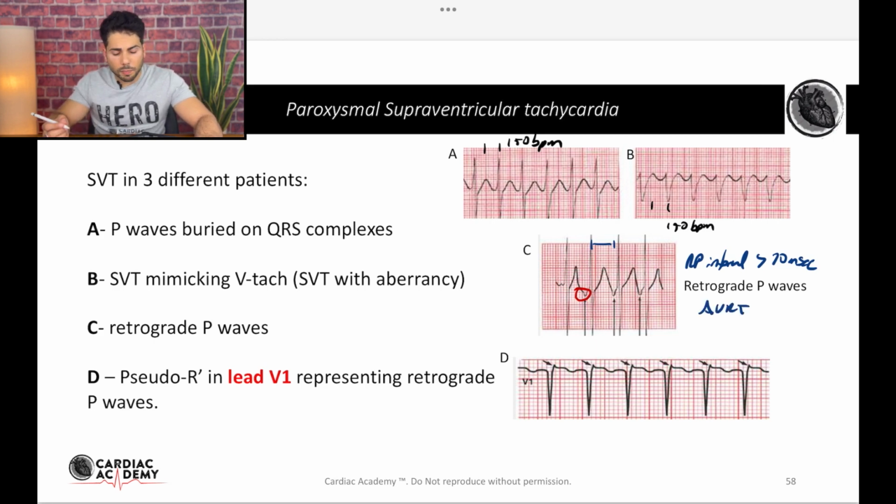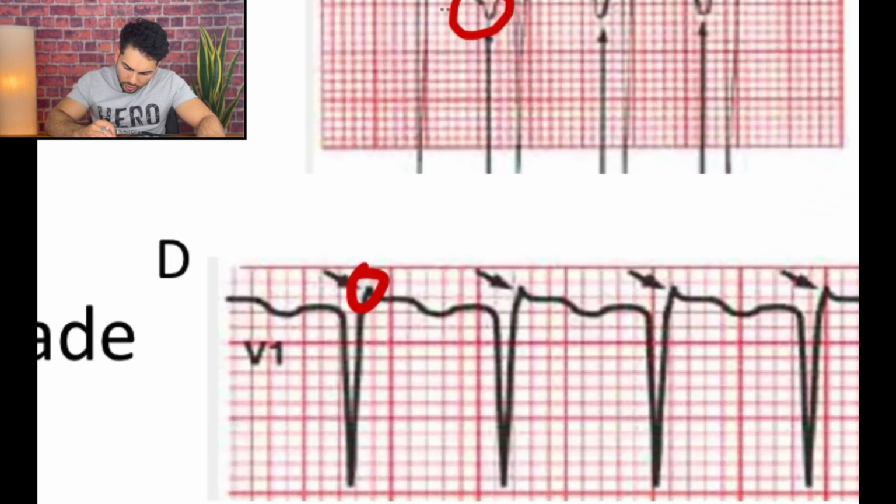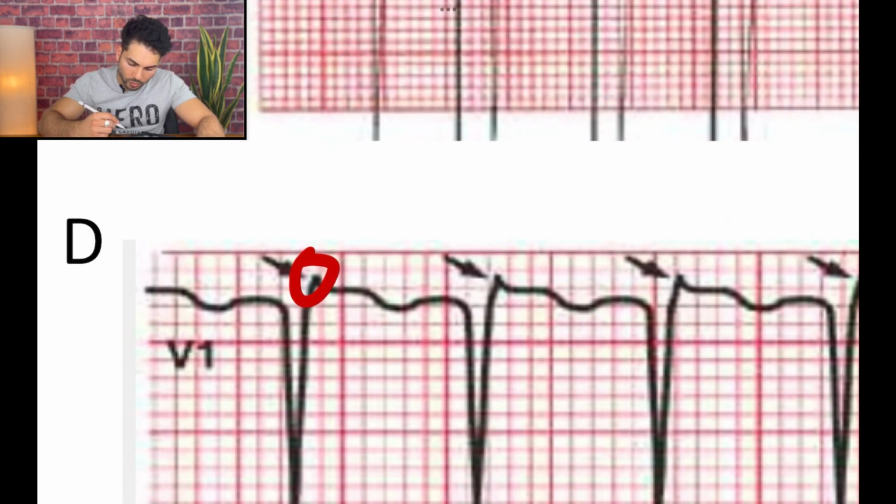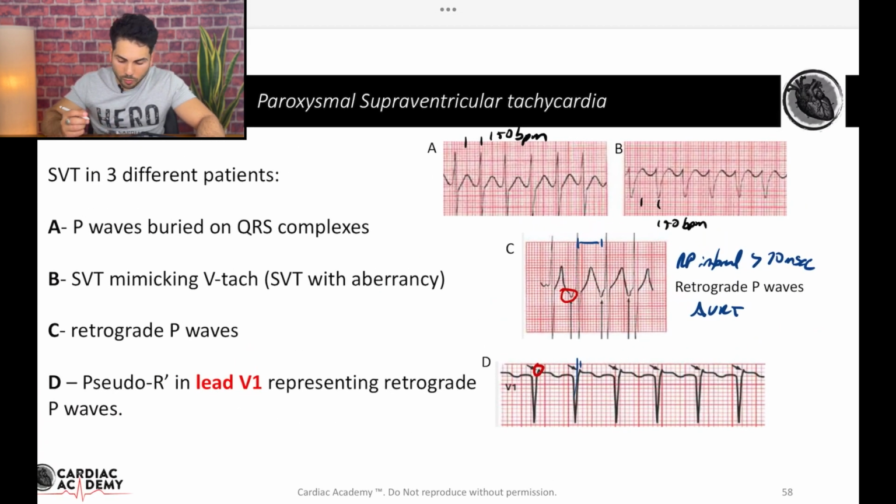And in the last example, we see pseudo R waves on V1. We can see them here. And we can again measure the RP interval. So here's the R wave, and here we have the P wave. So it's a very short interval. The RP interval measures less than 70 milliseconds. So this is an example of AVNRT. Okay, very good.